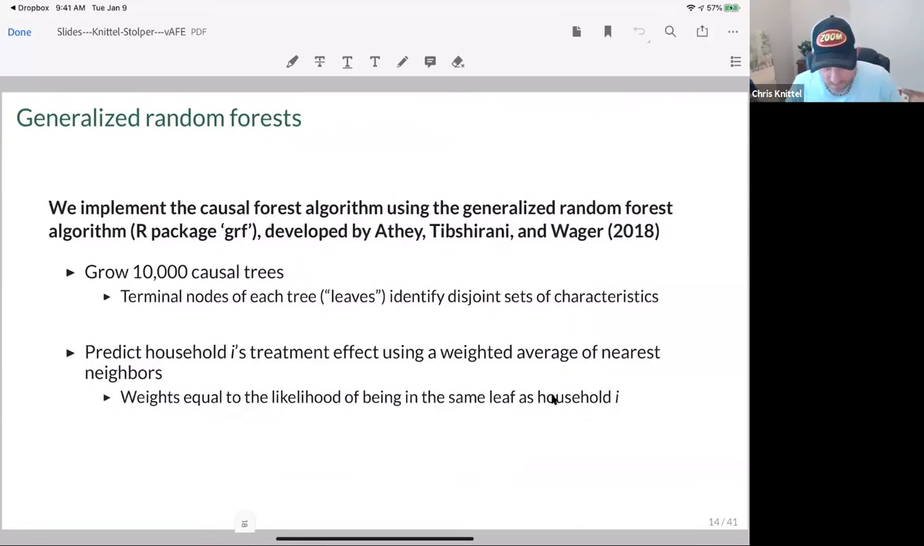So we're going to be using an off-the-shelf package developed by Athey, Tibshirani, and Wager. What we're going to be doing here is growing 10,000 trees. And like I said, I'm going to show you a tree in a second. If you don't have any experience with this, I think they're pretty cool.